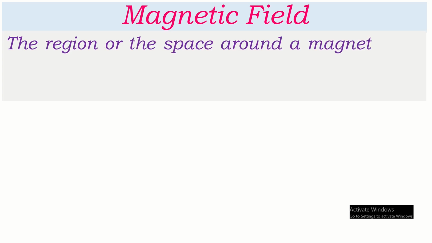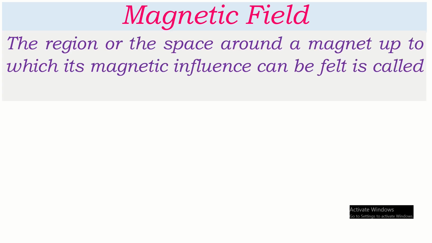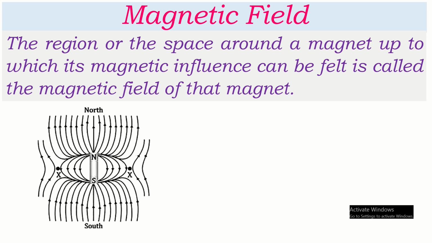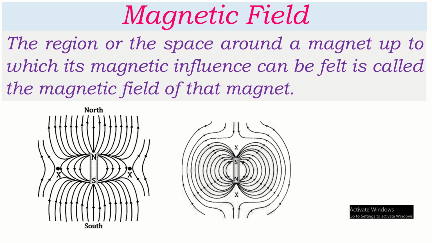What is it? The region or the space around a magnet up to which its magnetic influence can be felt is called the magnetic field of that magnet. This is the magnetic field around a bar magnet when its north pole is turned towards north and south pole is turned towards south, and is represented by the magnetic lines of force. In this case, north pole is turned towards south and south pole is turned towards north, and the magnetic field around a bar magnet is shown.